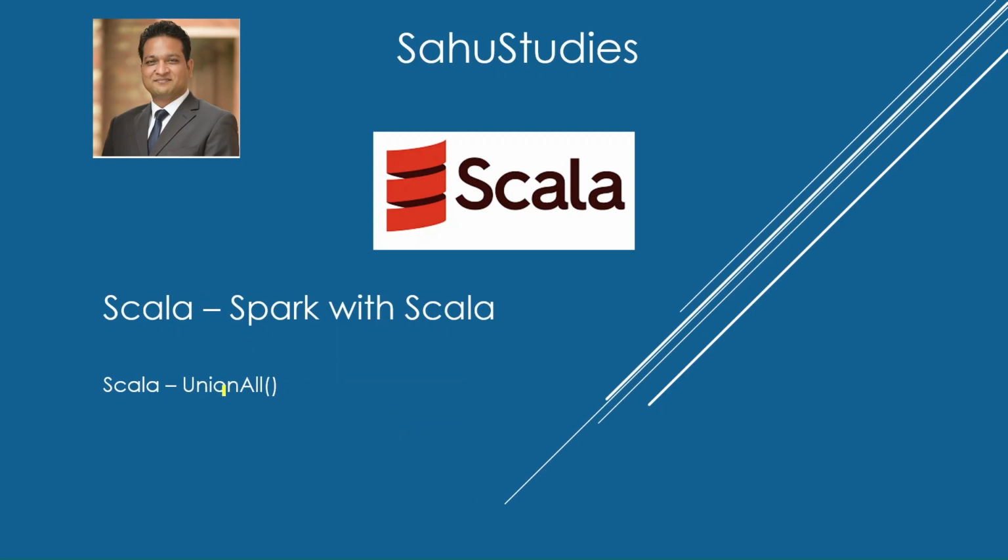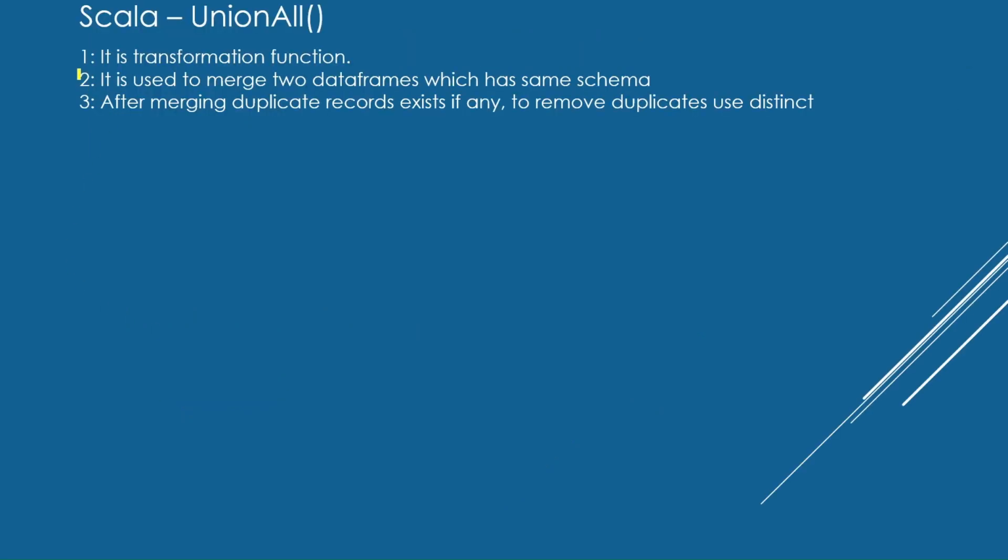In this video, we are going to see how the UnionAll function works in Scala. The union function is a transformation function. It is used to merge two data frames which have the same schema, and after merging, if duplicate records exist, then we need to remove the duplicate records with the help of the distinct function.